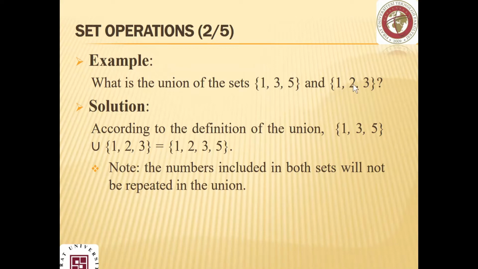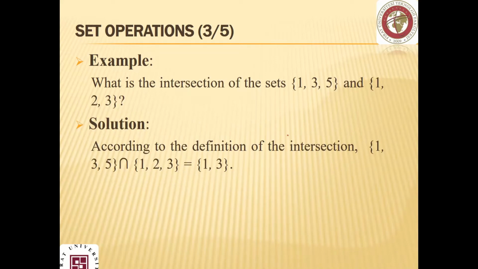Then 2 is just included in set B. Let's say this is set B. And then 3 is included in both of them, so we just say 3 and don't repeat the element itself. 5 is included only in A. So the union would be 1, 2, 3, 5. As I said, repetition in sets is not permitted and means nothing. If you repeat 1 a million times, it means 1. That's it.